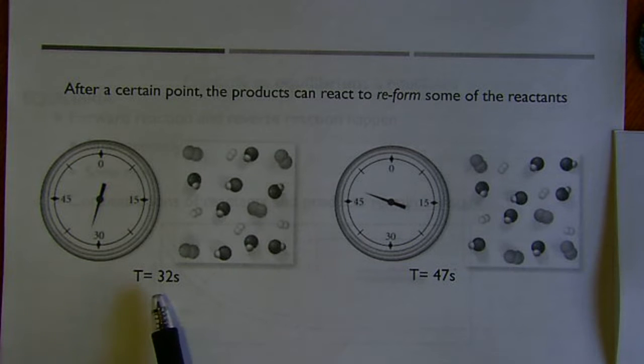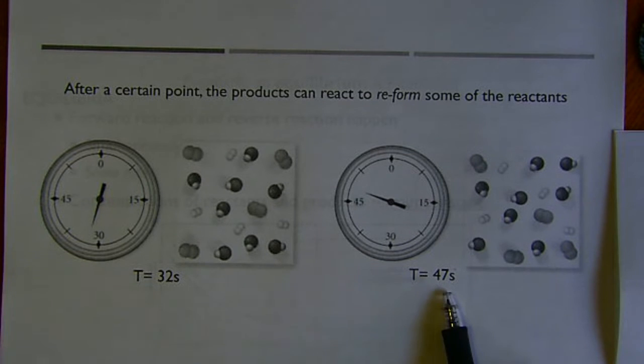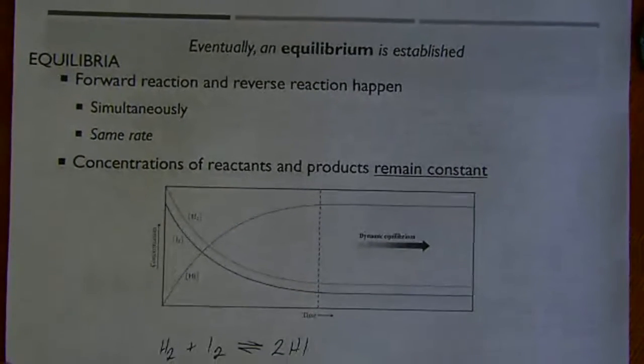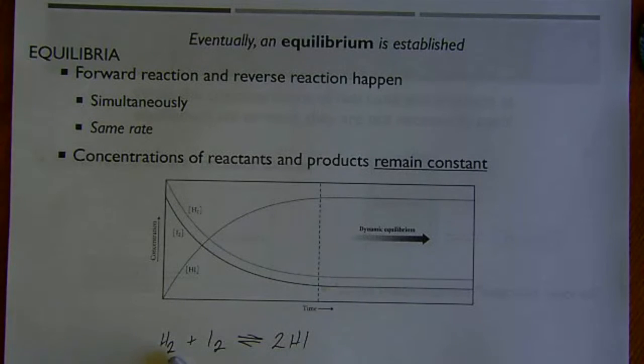So something has happened between 32 seconds and 47 seconds. What's happened is that equilibrium has been reached. Equilibrium is where the forward and reverse reactions are occurring simultaneously at the same rate, so that at the same time, at the same rate that hydrogen and iodine are combining to form HI, the HI is decomposing into iodine and hydrogen.